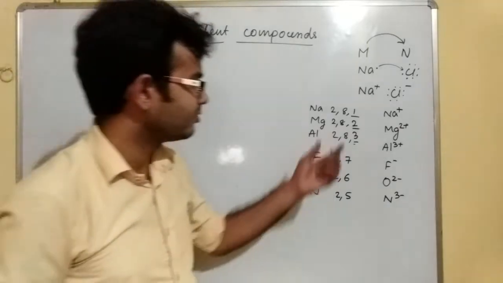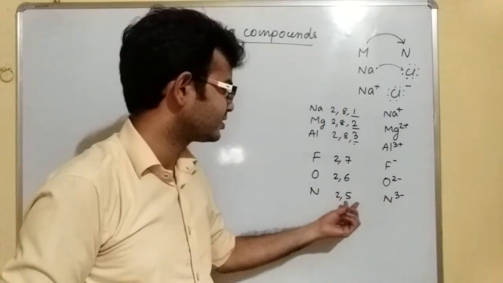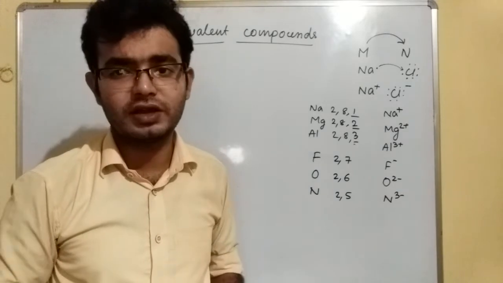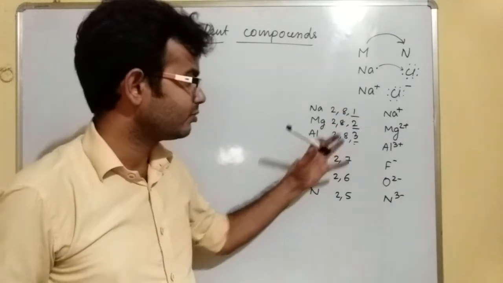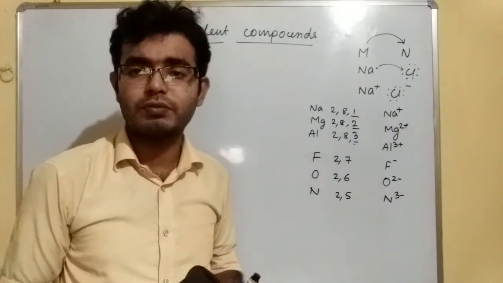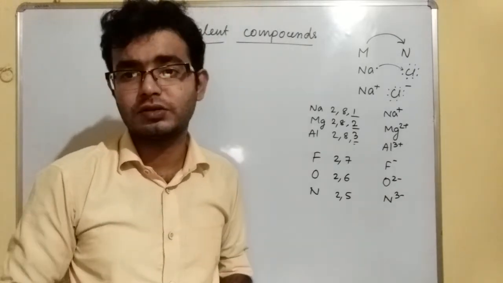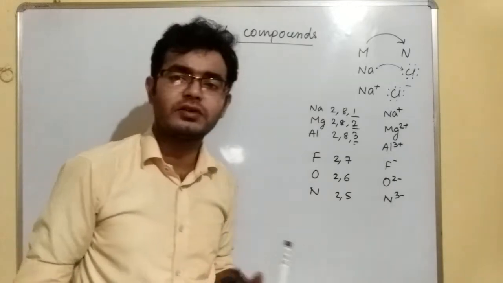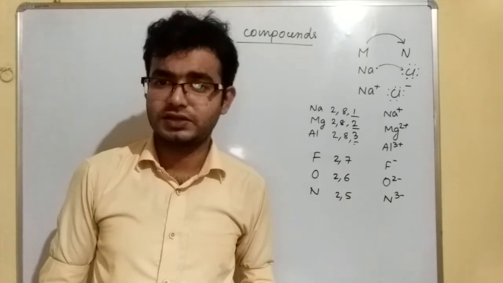So it's clear that if the number of valence electrons is 1, 2 or 3, then the atom loses electrons. If the number of valence electrons is 5, 6 or 7, then the atom will gain electrons to form the negative ion, and the atom that loses electrons forms the positive ion, and at that time they will form the ionic compound. So to form ionic compounds there is a condition. The metal should contain 1, 2 or 3 valence electrons, whereas the non-metal which will form the negative ion should contain 5, 6 or 7 valence electrons.